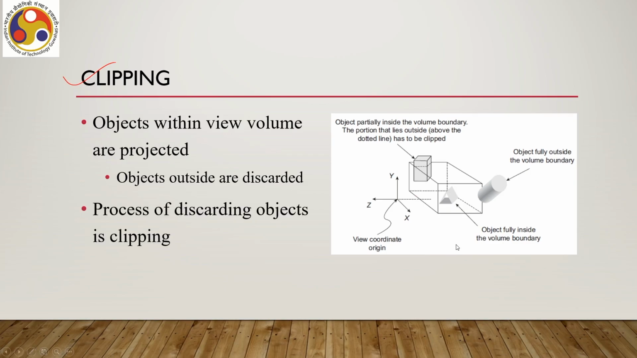So, the idea is illustrated in this figure. As you can see, suppose we have this view volume, and this portion of the object is outside. So, we have to determine this portion of the object and remove it. In this case, the whole object is outside, so we just discard the whole object, whereas in this case the whole object is inside, so we need to retain the whole object. This process of identifying which part to keep and which part to discard is the clipping process.